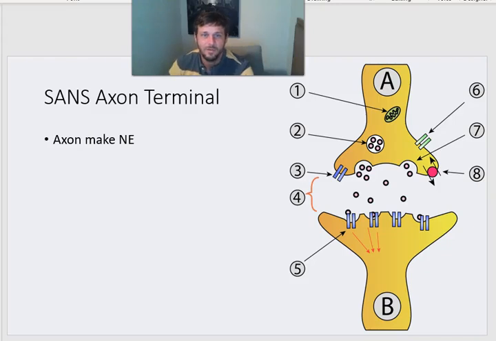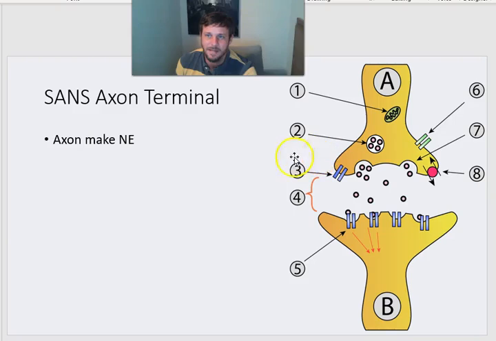Alright, so the sympathetic axon terminal. Say this is our sympathetic axon terminal, this is our postganglionic neuron, and this is going to be our effector, some sort of smooth muscle, or cardiac muscle, or gland, whatever it is. Your norepinephrine is going to get made and packaged in vesicles, okay?